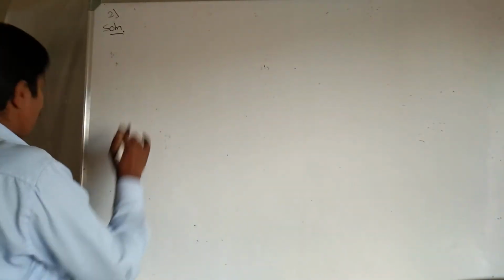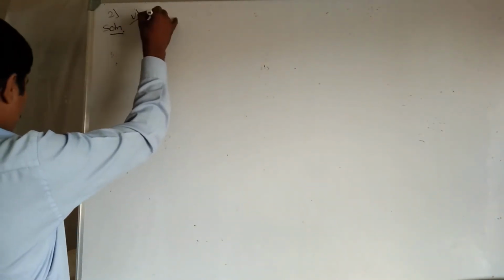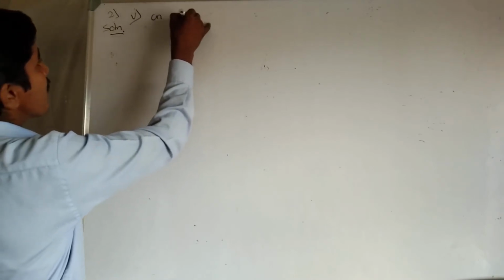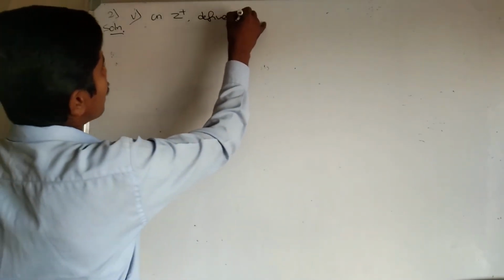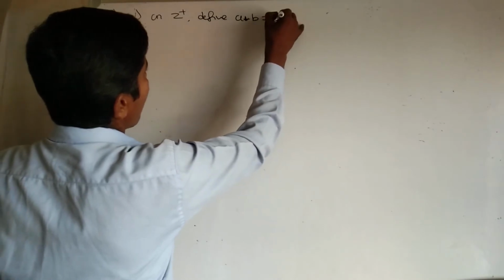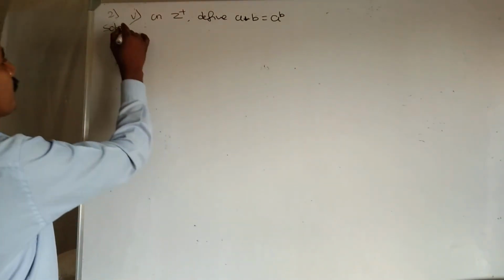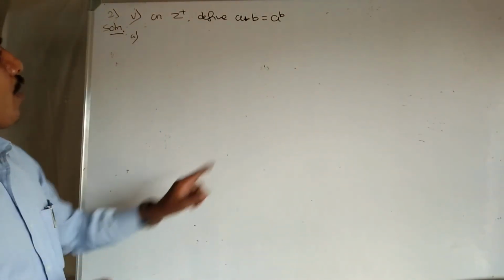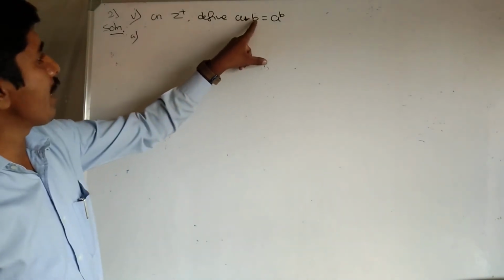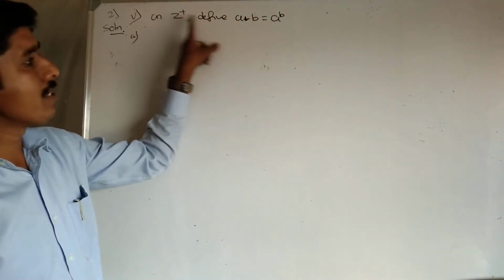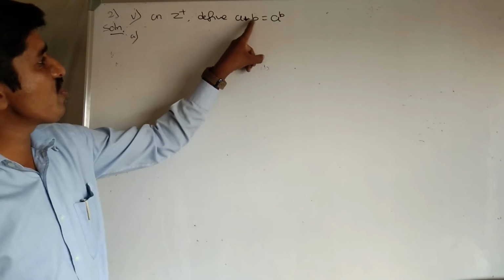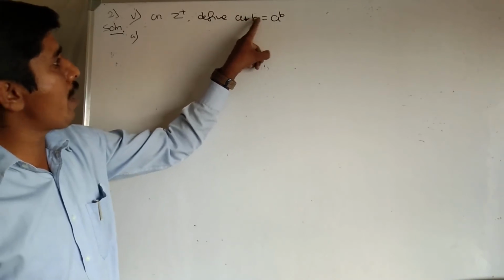So next, fifth sub problem. On Z plus, define A star B equal to A power B. So here both A and B are positive integers. A binary operation defined as A star B equal to A power B.